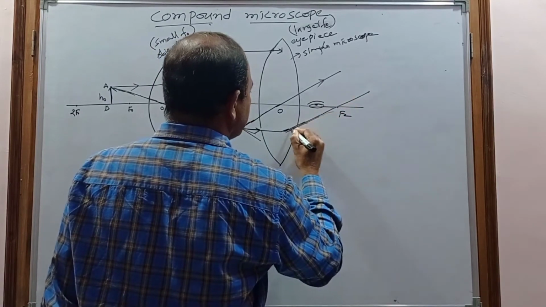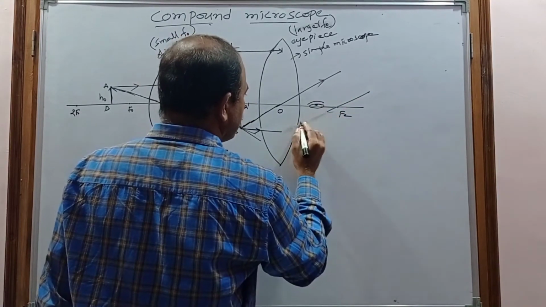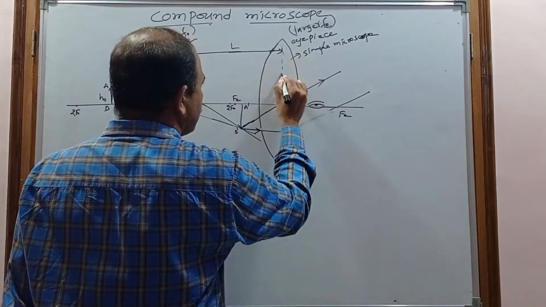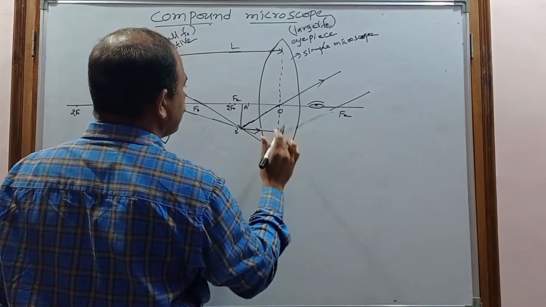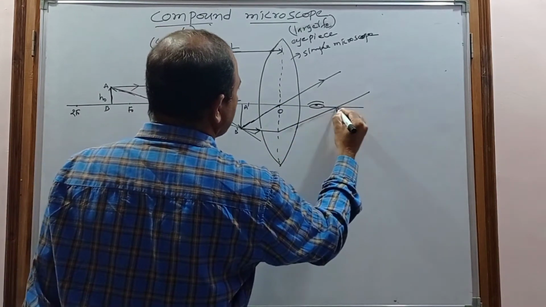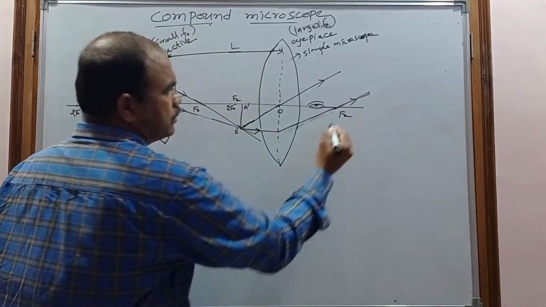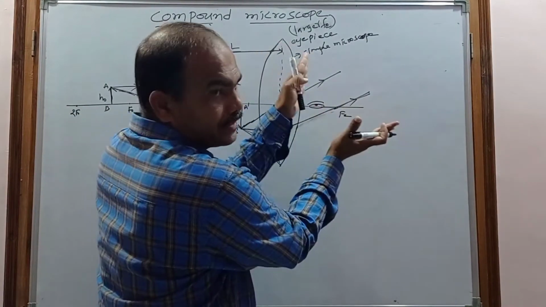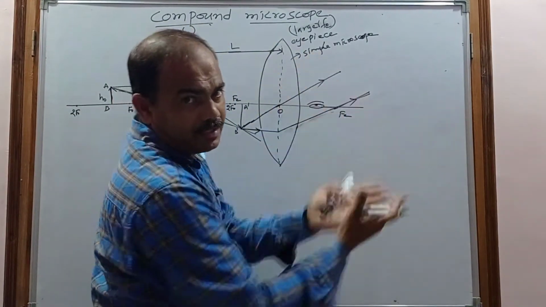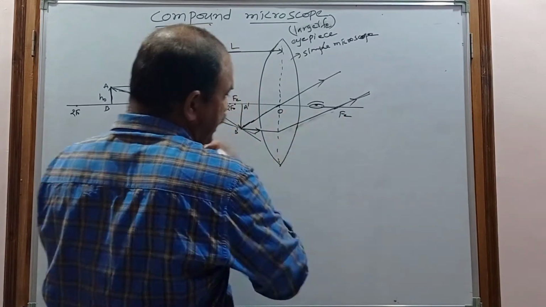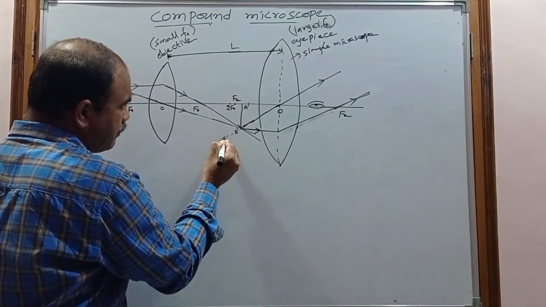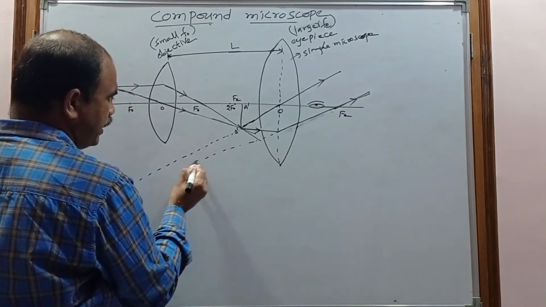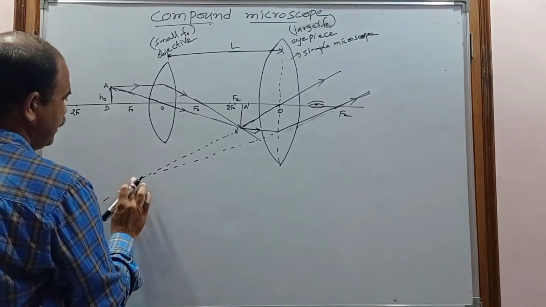After refraction, what happened? It passes through the focus on the other side of the lens. But these are divergent rays, so they never intersect. So when they are extended back, when these two refracted rays are extended back, what happens? They intersect.